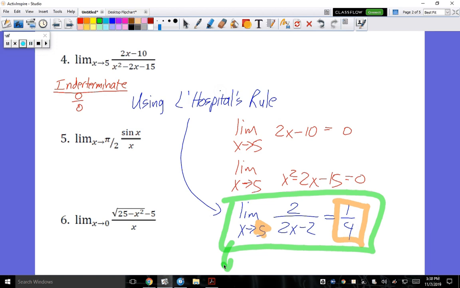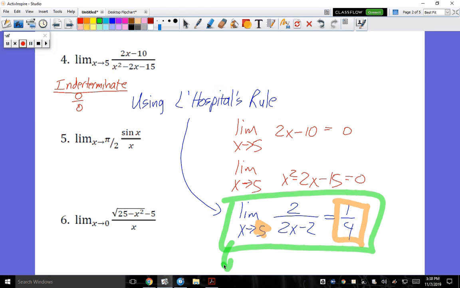Yes? What if you keep deriving and doing it, and then you always get 0 over 0? So here's the thing. If it's repetitive and you cannot get 0, you're going to have to use other forms and other strategies per se. And I'll show you one of those here in just a bit. Okay? That was a really good question because sometimes it won't work.